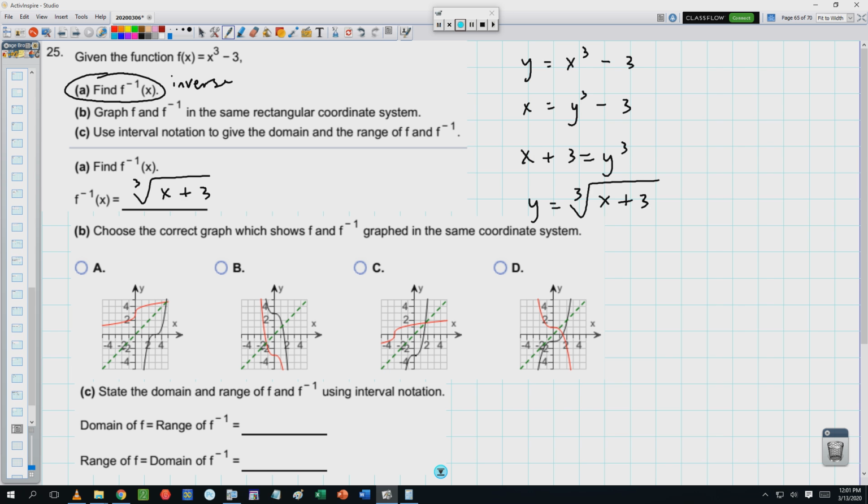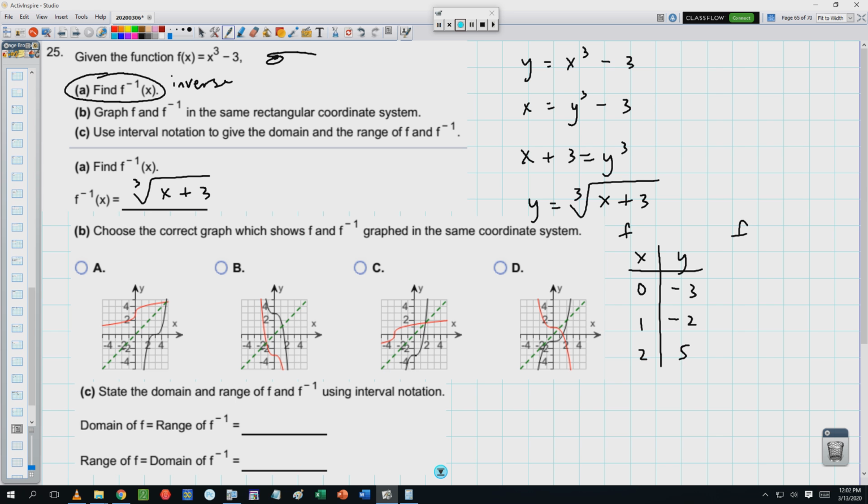We want to graph these. I'm just going to plot points. So here's my f function. I'm going to plug some numbers in up here to this x cubed minus 3. I'm just going to do 0, 1, and 2. If I need to do more, I'll do more. 0 cubed, 0 minus 3. 1 cubed, 1 minus 3. 2 cubed, 8 minus 3.